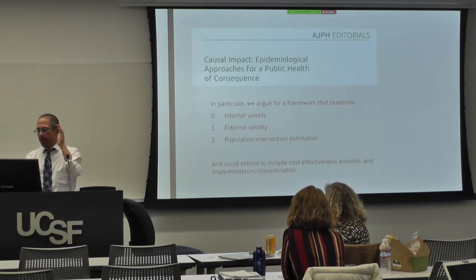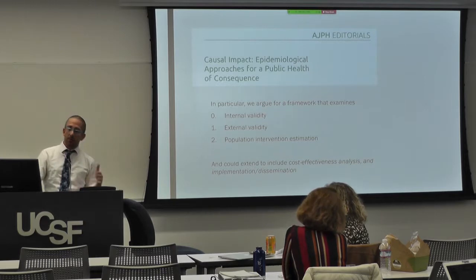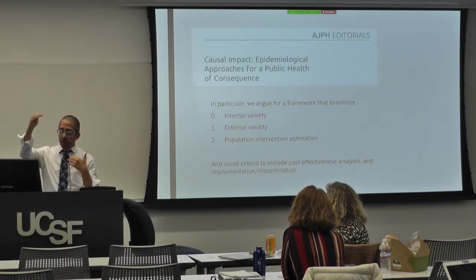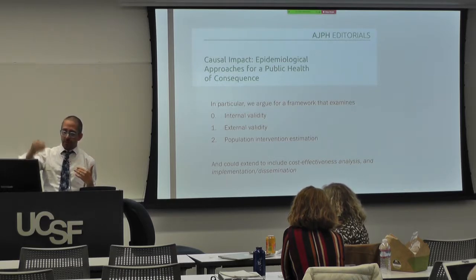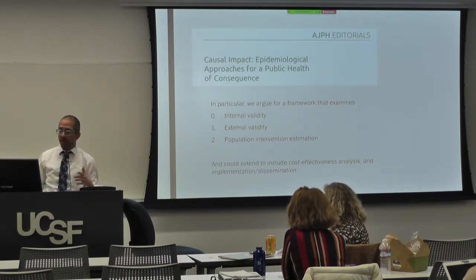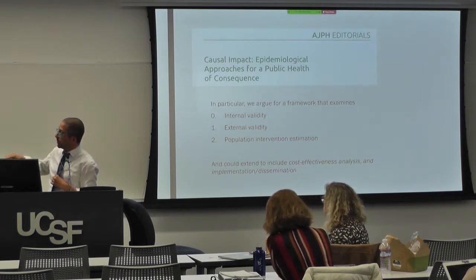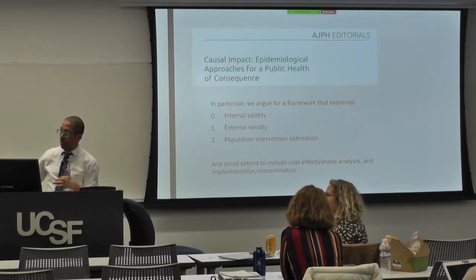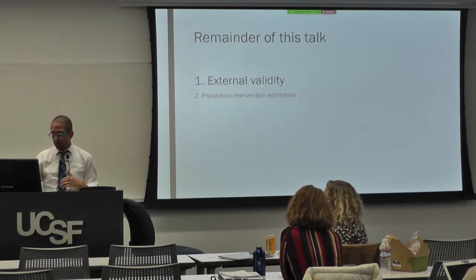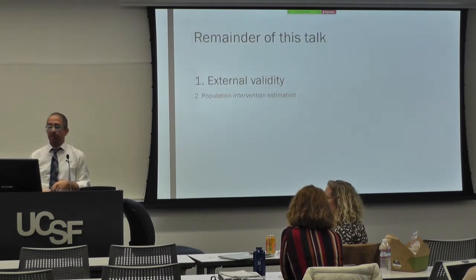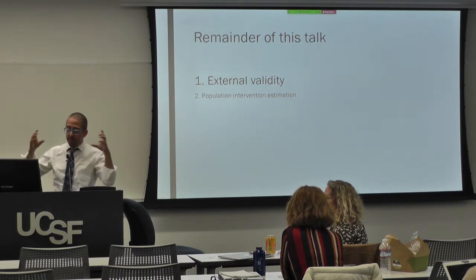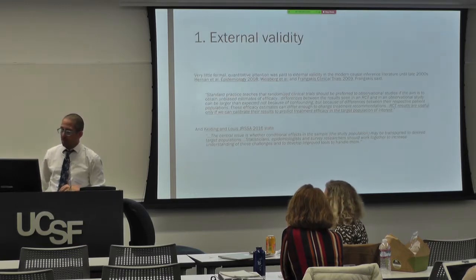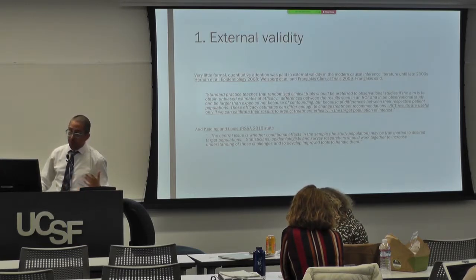So in an AJPH editorial a couple of years ago, some co-authors and I argued for a framework that examines internal validity and then external validity and then population intervention or scale-up effects. We didn't include cost-effectiveness analysis and implementation or dissemination after those, but I think those are the next 2 steps. So the remainder of this talk is going to be a lot of external validity and just a little bit of population intervention estimation, just because of how this talk is focused, and also to set up the next 2 talks.